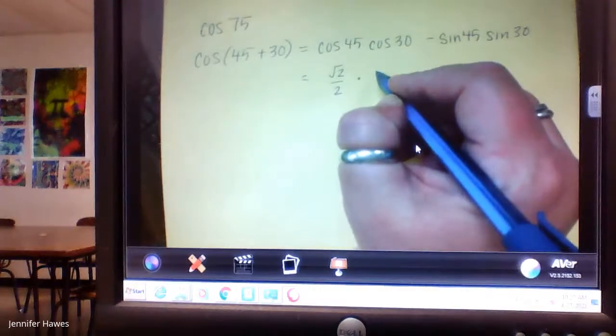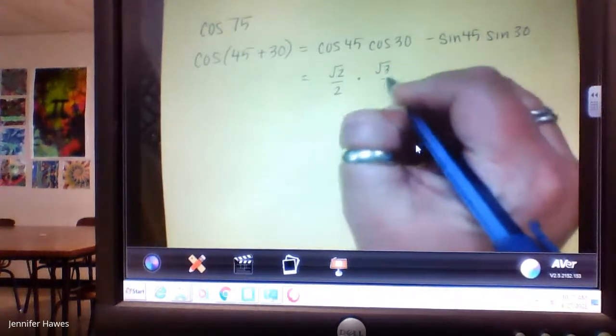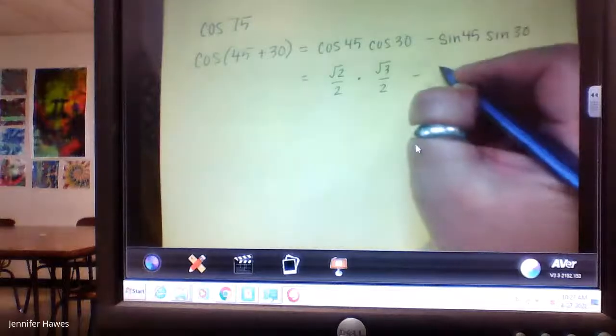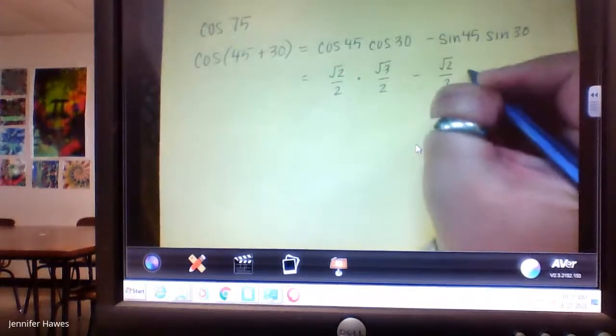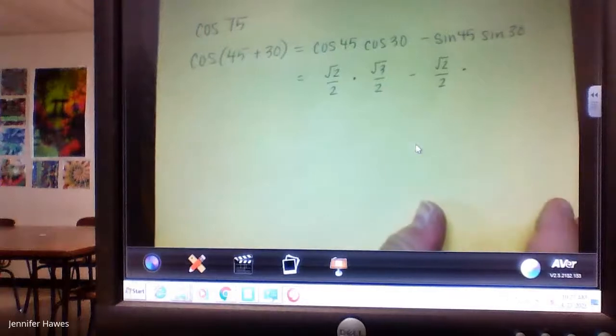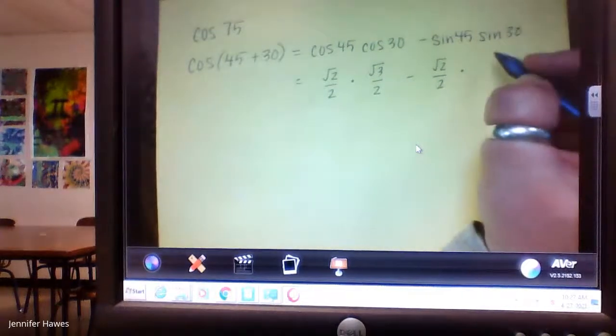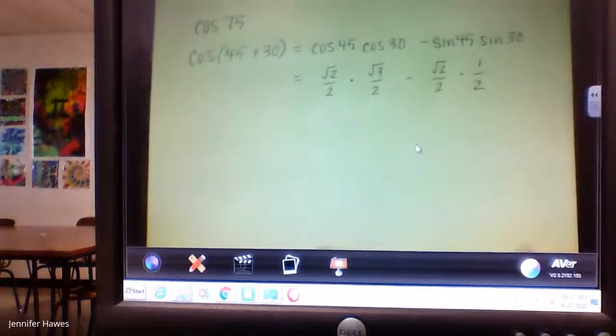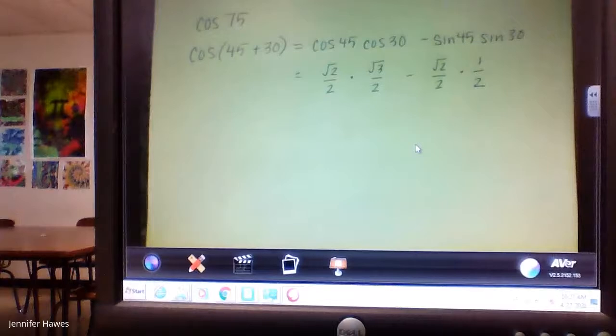Cosine of 30, oh, square root 3 over 2, minus, and then sine 45. Square root 2 over 2, right? You're just looking at 45. And then you want sine of 30. What's sine of 30? Yep. Okay, so once you rewrite the 75 or whatever number I give you there, I know I'm using cosine. And like I said, it's just finding two numbers that add or subtract to give me that.